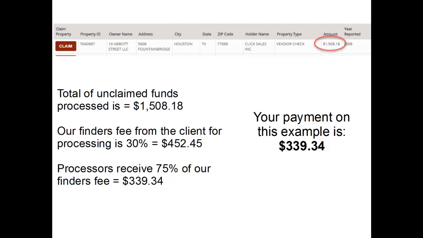So you're helping us out. We're helping you out to give you a nice fee. And because of that, we have a good financial relationship with us and you as the unclaimed money processing forms.